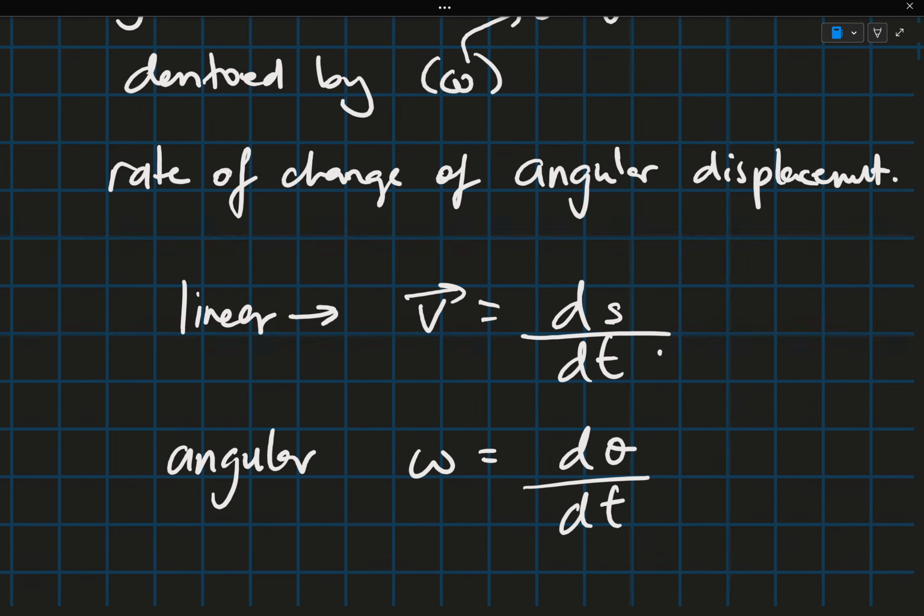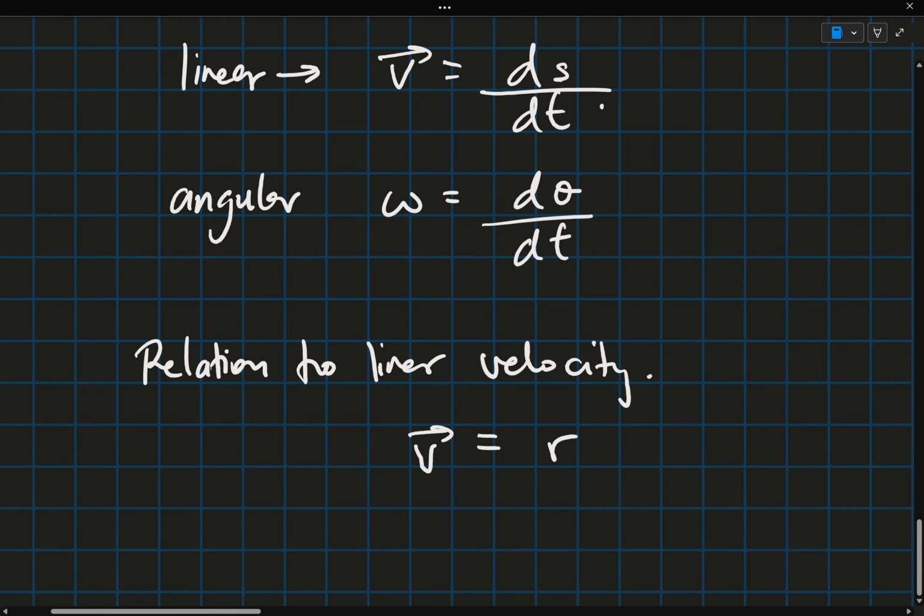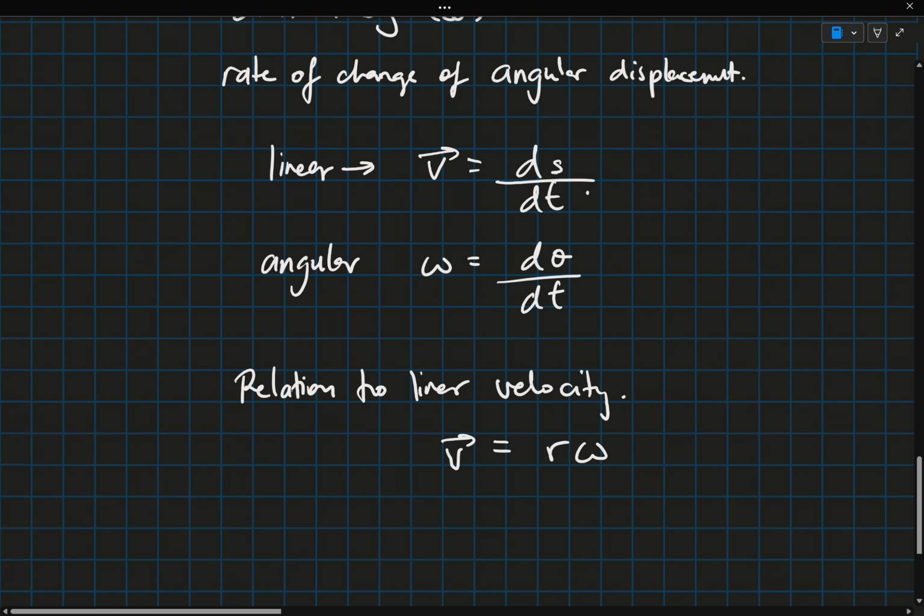We can relate linear velocity to angular velocity by using this equation. So this is the relation to linear velocity. If we look at the relationship between these two, we can state that the velocity is going to be equal to the radius times the angular velocity. So what are we talking about here?